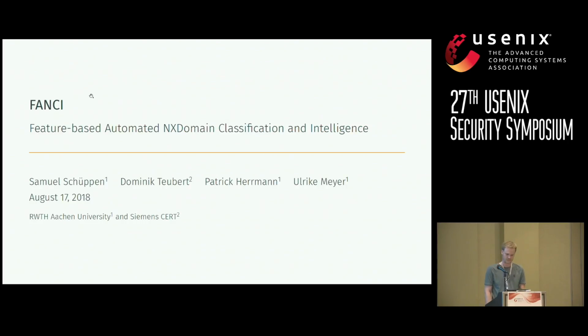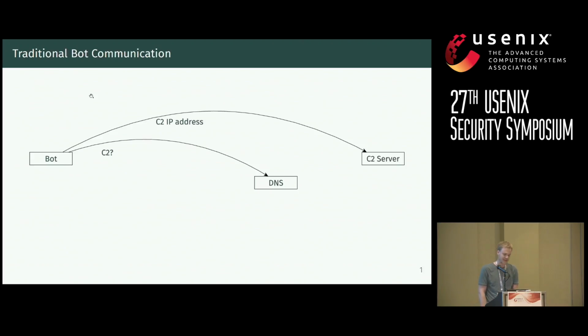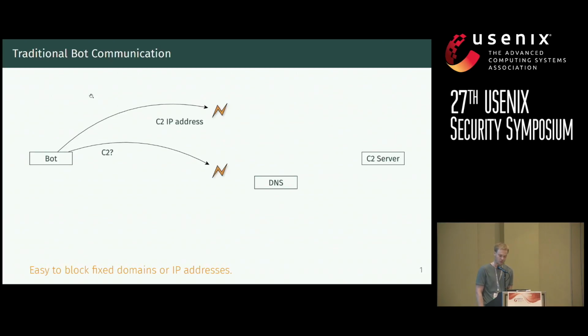My talk is about FANCI, a system for the detection of domain generation algorithm malware based on machine learning. To get started, I first take a look at traditional botnet communication. Here you usually have two simple approaches: either to use fixed IP addresses or fixed domain names. But from the botmaster's perspective, there's a major drawback. Once these values are known to a defender, it's rather easy to block them, and by this block the communication of the bot with the C2 server.